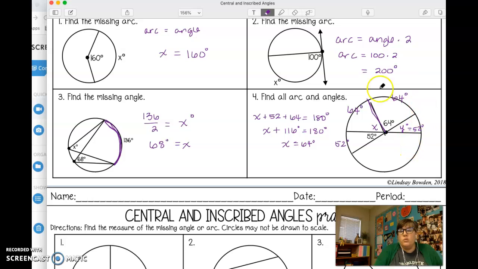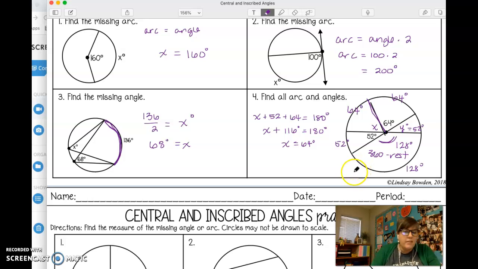Remember that the whole circle is 360. So I found everything here except for this one large angle. So I can say 360, take away the rest. And that's going to give me what is left over. So let's see, we had 52, 52, 64, 64, so I'm just subtracting, and that is going to be 128 degrees, and it would also be 128 on the arc.